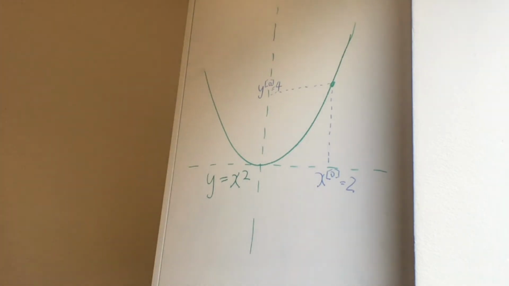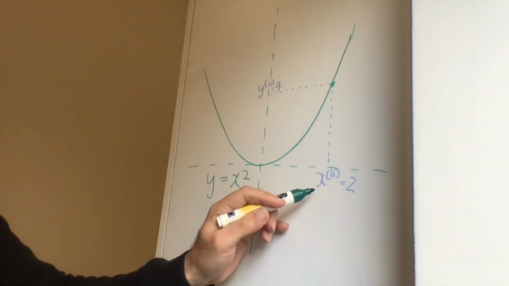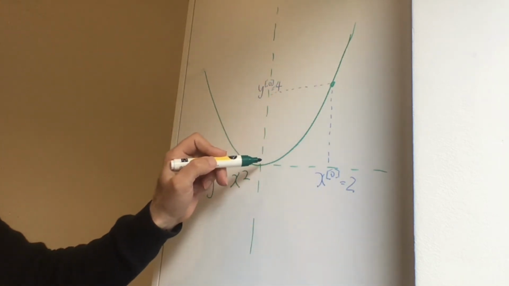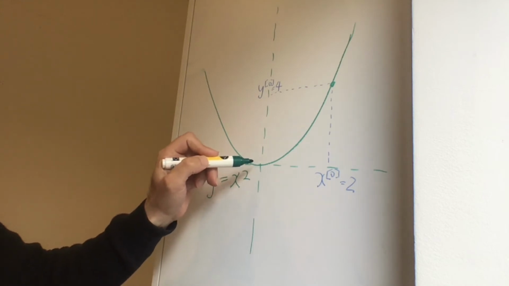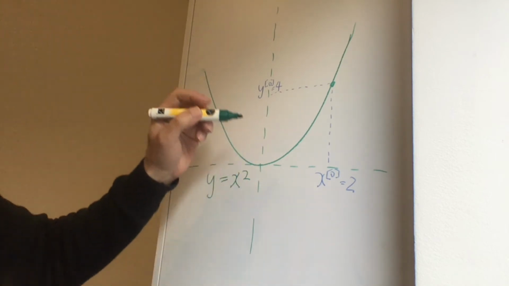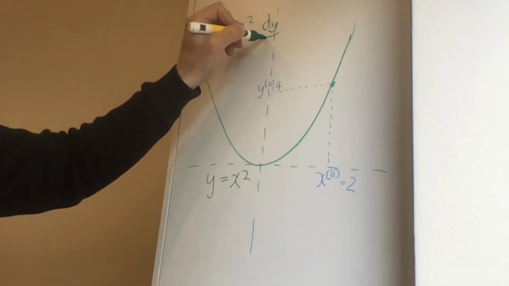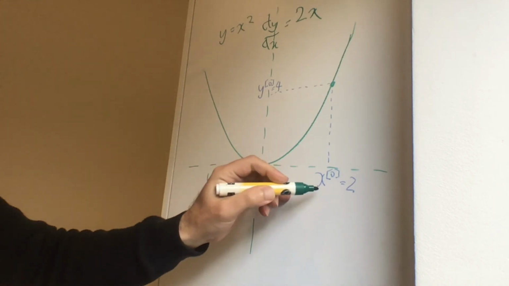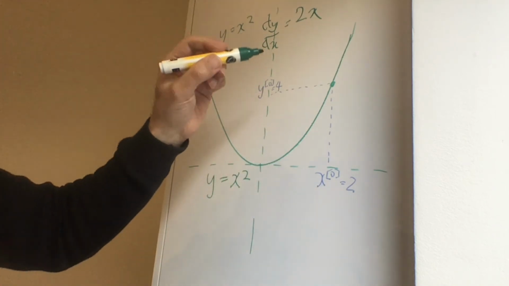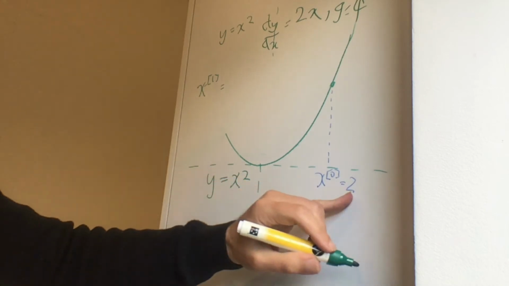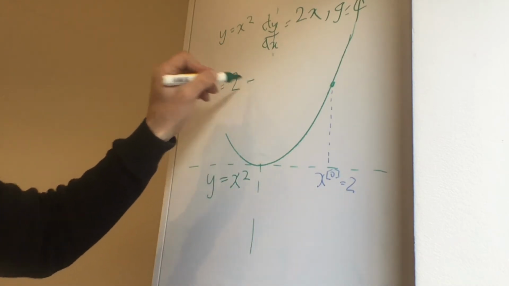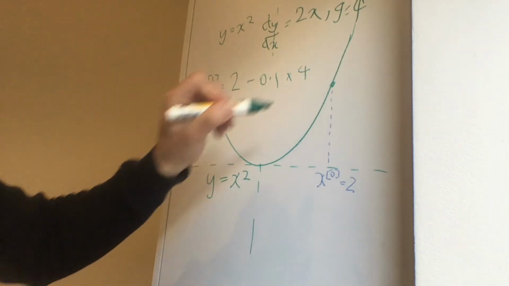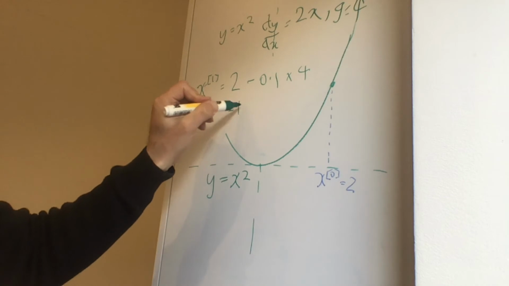So here we have the function y equals x squared, starting at the point x0 equals 2, and we want to somehow find the minimum of this particular curve. Now, what do we do? We find the gradient, dy by dx equals 2x, which means the gradient at x0 is equal to 4. x1 equals x0, which is 2, minus the step size, let's take 0.1 this time, times the gradient, which is 4. That will leave us at 1.6.